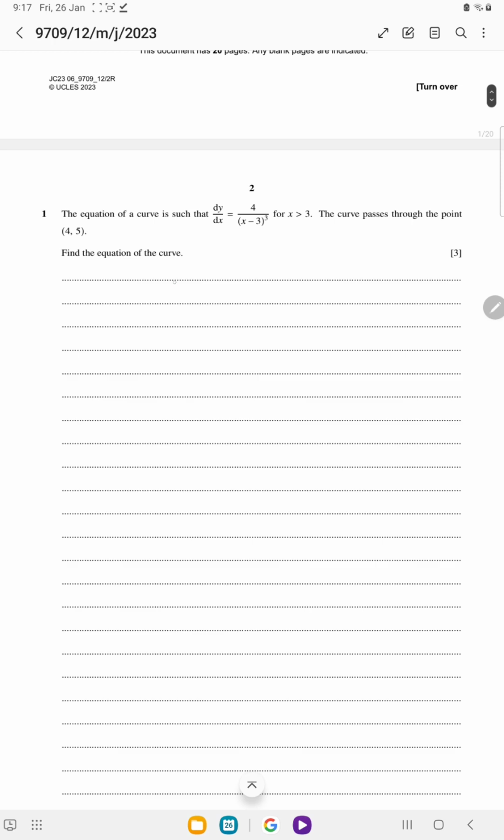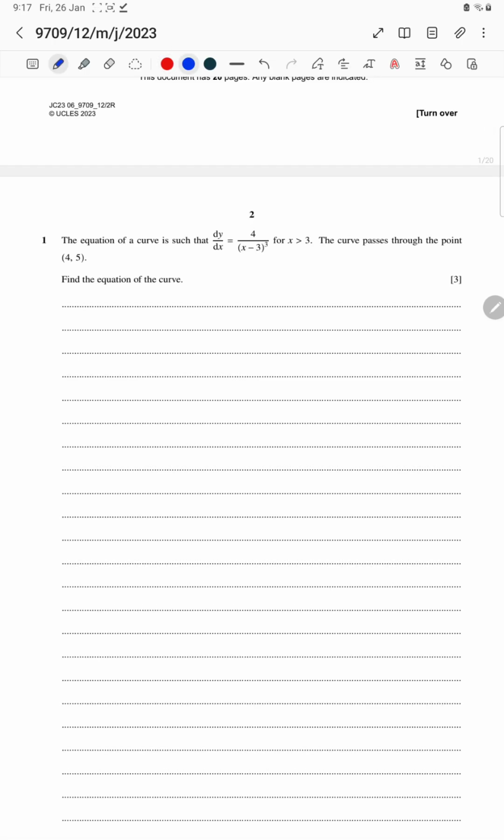The first question is taken from differentiation and integration. The equation of the curve is such that dy by dx is 4 over (x minus 3) cubed for x bigger than 3. The curve passes through the point (4, 5), and we have to find the equation of the curve. For this, we need to make a separable equation, keeping dy on one side and the x terms with the differential dx on the other side.